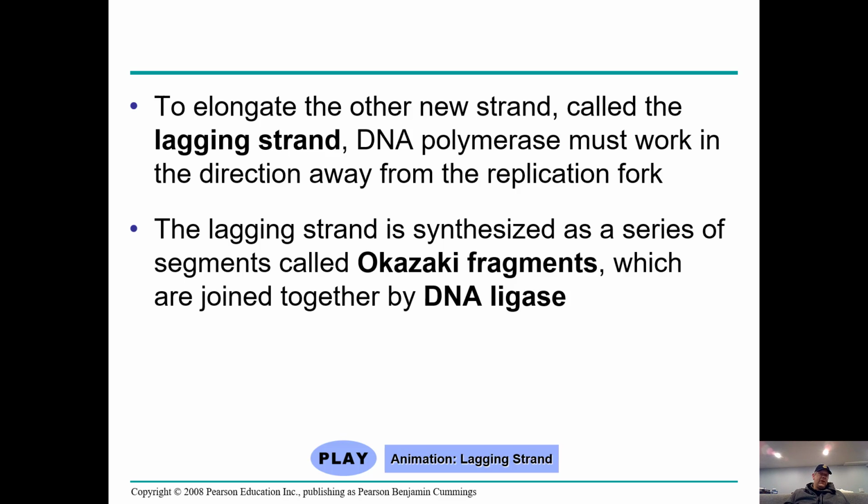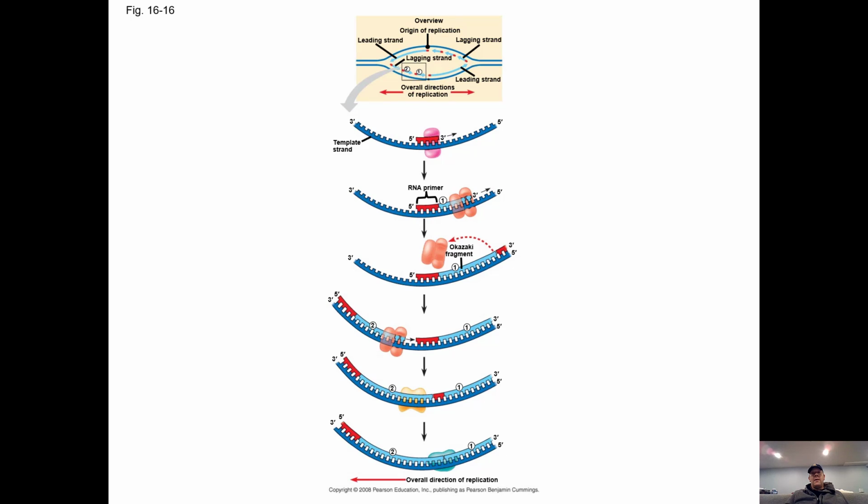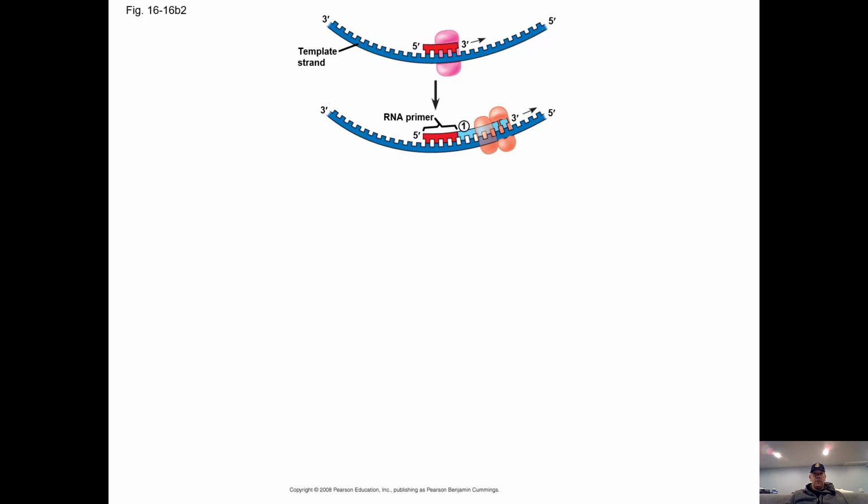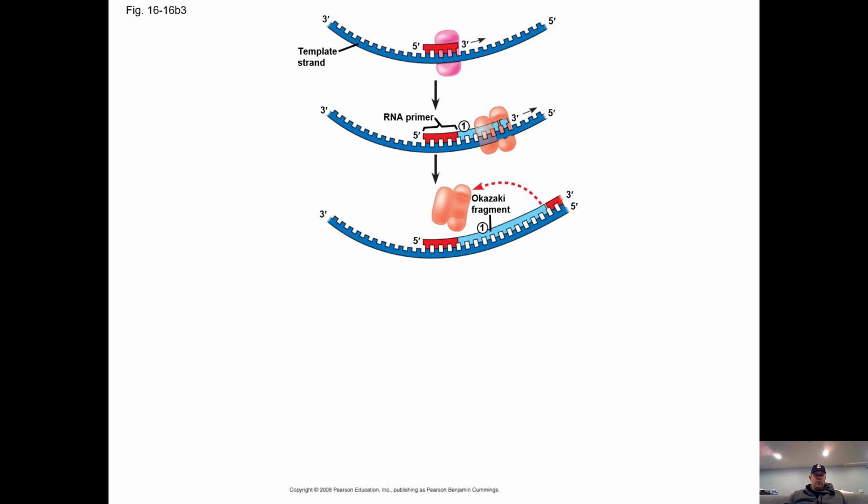One of the people that helped determine this and figured it out was a man by the name of Okazaki. So here we go. We notice we laid down a primer on our lagging strand, that bottom strand, and then DNA polymerase 3 comes along, and we make a copy. Okazaki figured this out, and these little fragmented pieces of DNA are called Okazaki fragments.